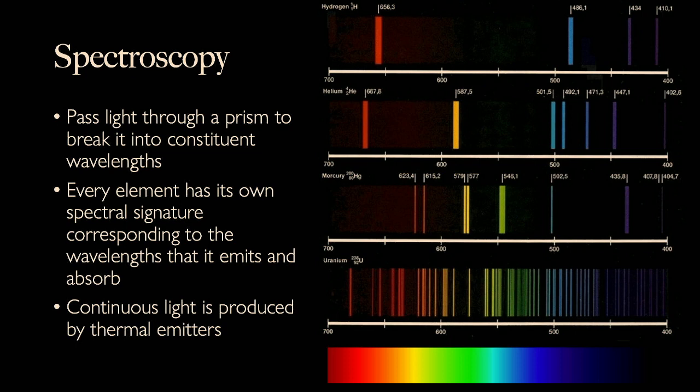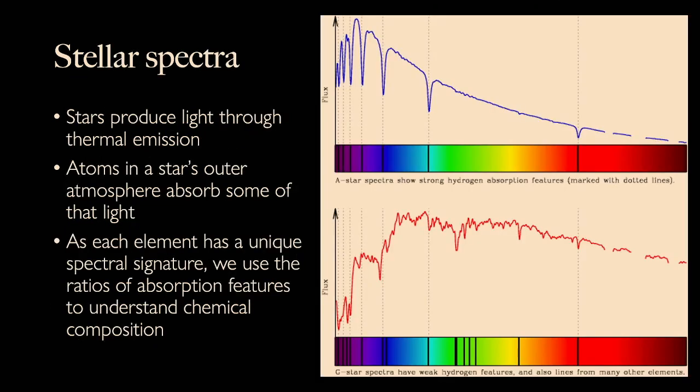We also have continuous light, so the full rainbow at once, and this is created by thermal emitters, or things that are hot that are emitting light because they are hot. And if that sounds familiar, it's because it's a star. Stars are hot things that are emitting thermal emissions.